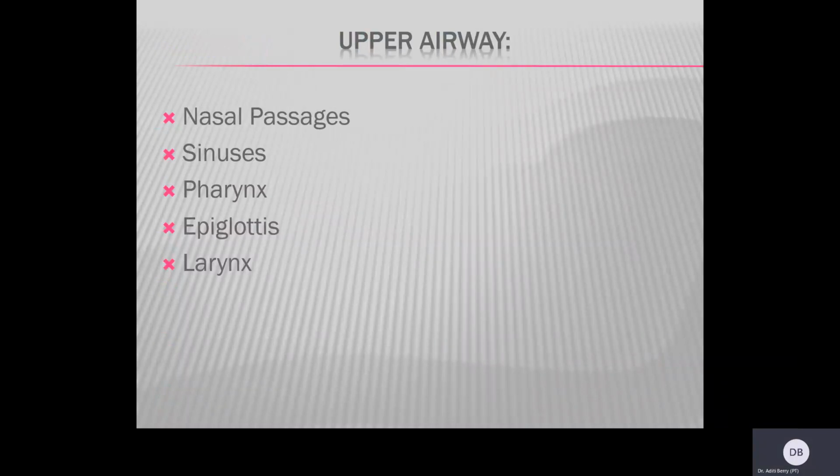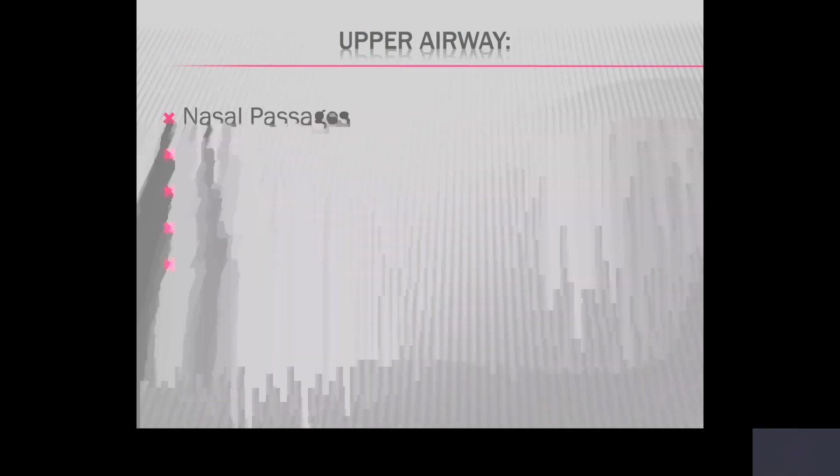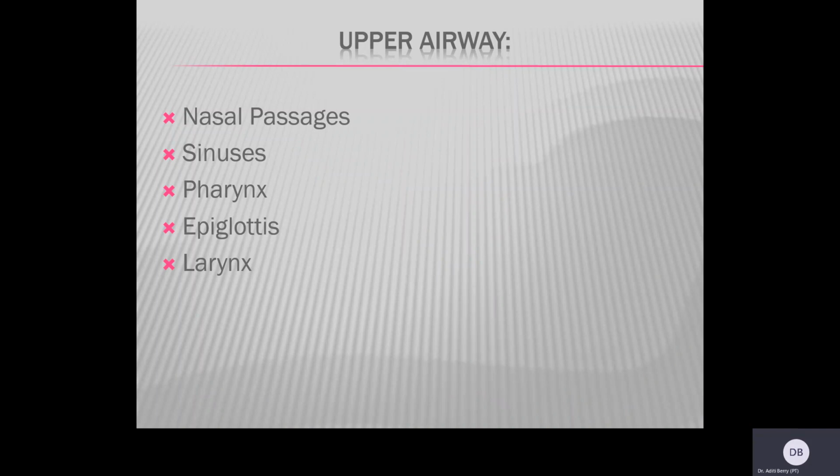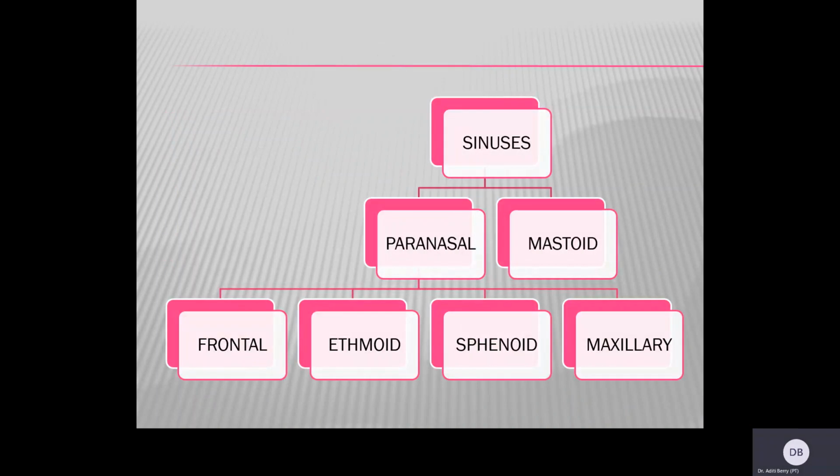Now coming down to the airway, the airways were divided into upper airway and lower airway. Upper airway consists of the nasal passages, sinuses, pharynx, epiglottis and the larynx. We'll see each one of them in detail. Sinuses, as you all know, are basically classified into paranasal sinuses and the mastoid sinuses. Paranasal sinuses are further divided into frontal, ethmoid, sphenoid and maxillary.